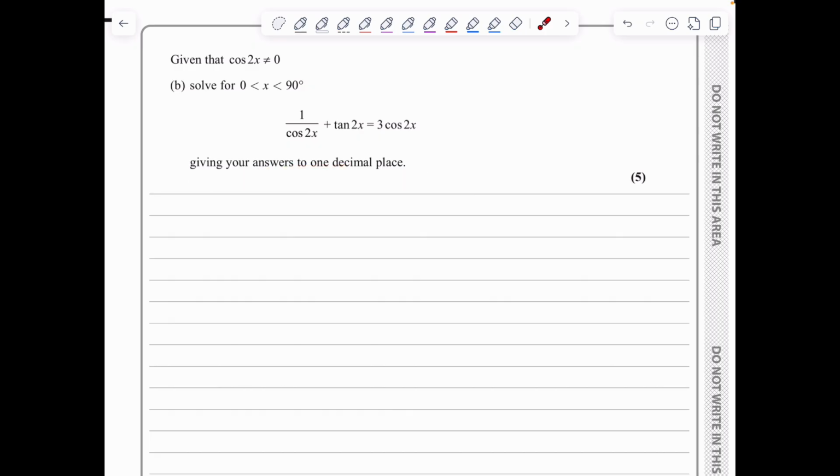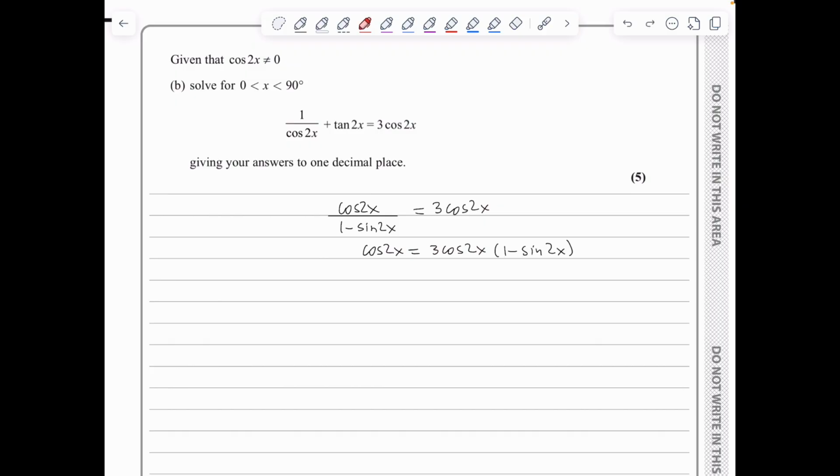Now the first thing to do is realize that the left hand side, 1 over cos 2x plus tan 2x, is simply cos 2x over 1 minus sine 2x, using the result we have established to be true from part A, and this is equal to 3 cos of 2x. I will proceed by cross multiplying, so we've got cos of 2x is equal to 3 cos of 2x times 1 minus sine of 2x.